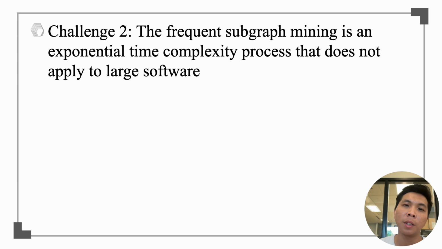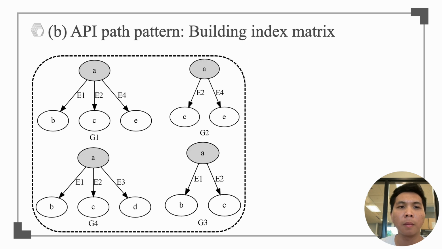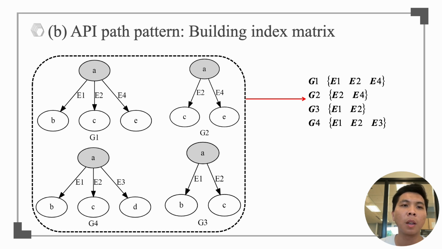The second challenge is that frequent subgraph mining is an exponentially complex process that does not apply to large software. To address this problem, we first build the index matrices to improve the efficiency. As mentioned, API Miner labels the nodes by API names, check, and return. Then API Miner can label the edges by their head and tail nodes. After the alignment, each graph can be seen as a set of edges.